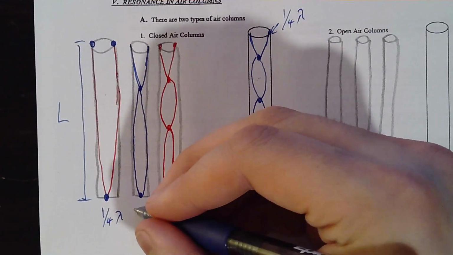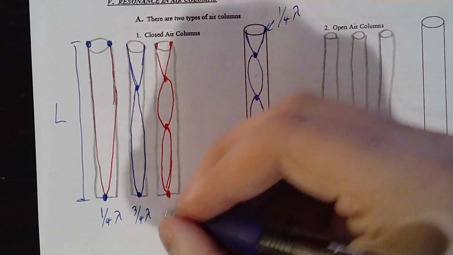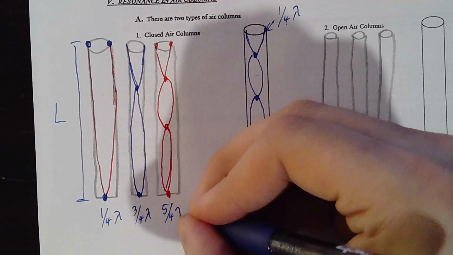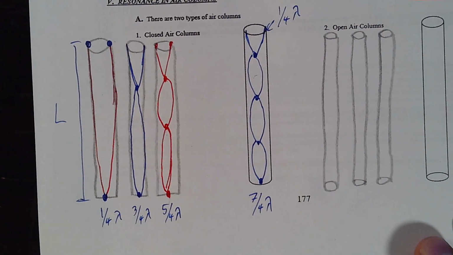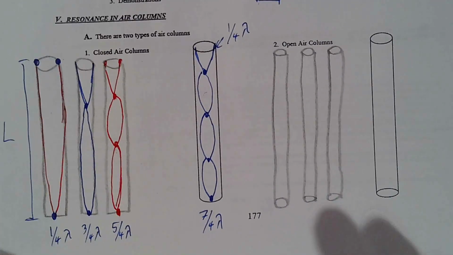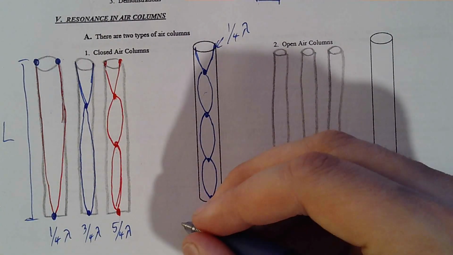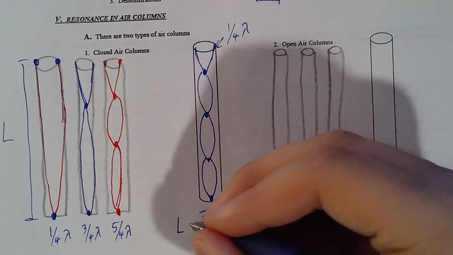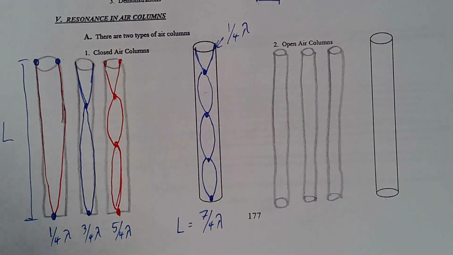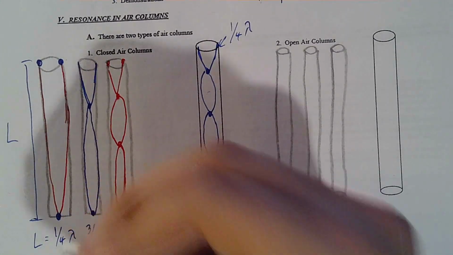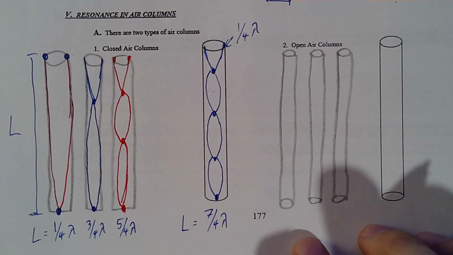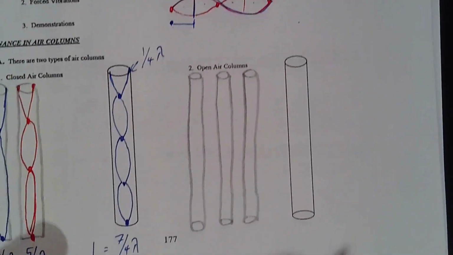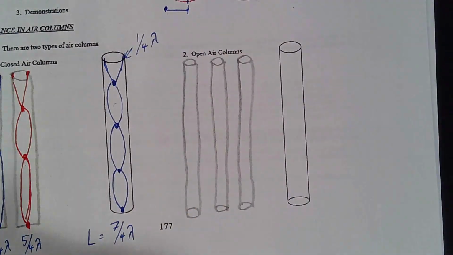In this case, we have 3/4 of a wavelength. In this case, 5/4 of a wavelength. And in this case, 7/4 of a wavelength that you use to calculate what that wavelength is. In other words, the length of the pipe is equal to 7/4 of a wavelength in this case. The length of the pipe is equal to 1/4 or whatever, and you can use that to find what your wavelength is. Open air columns are going to work in a slightly different way, right?